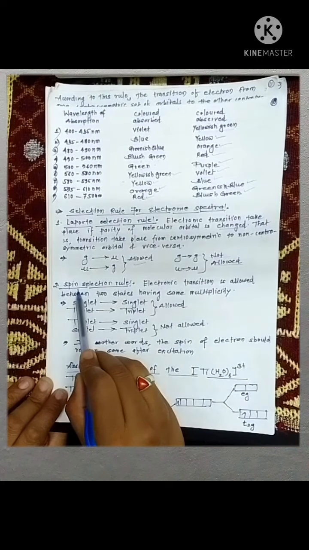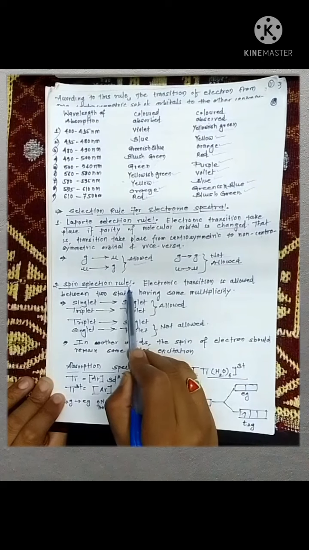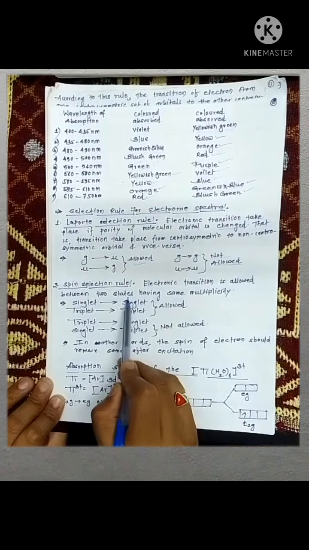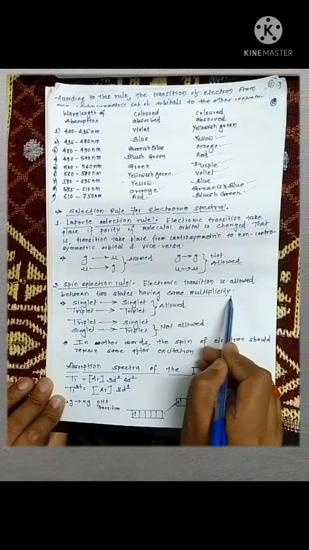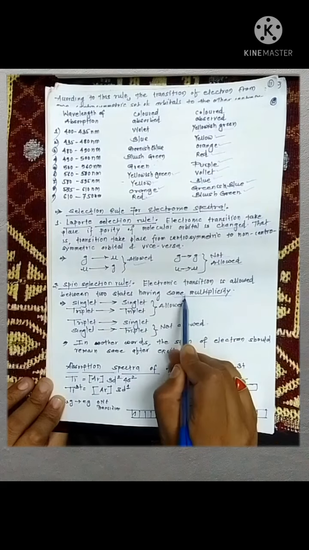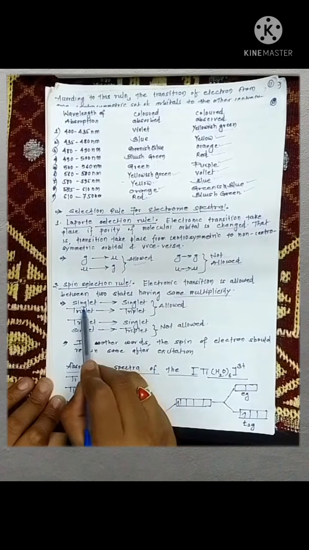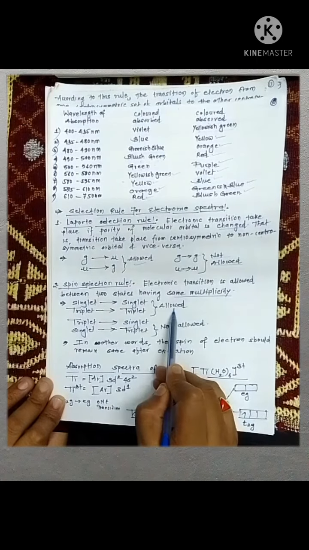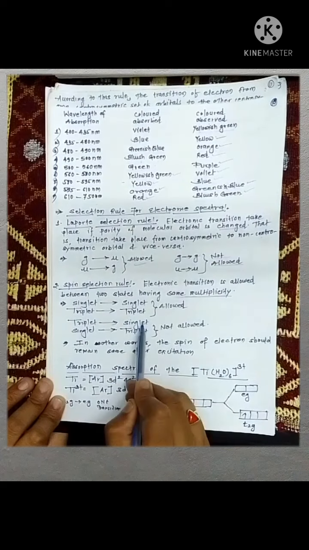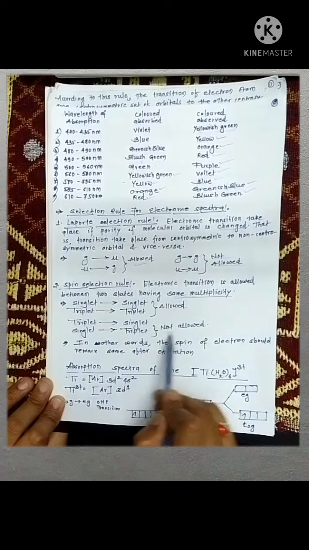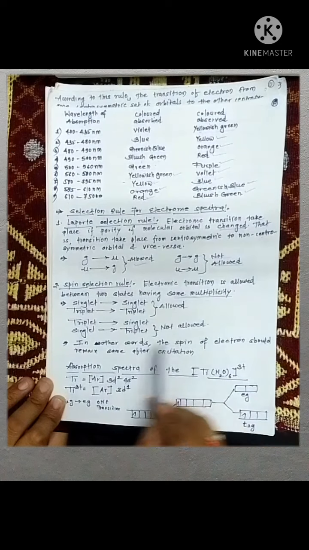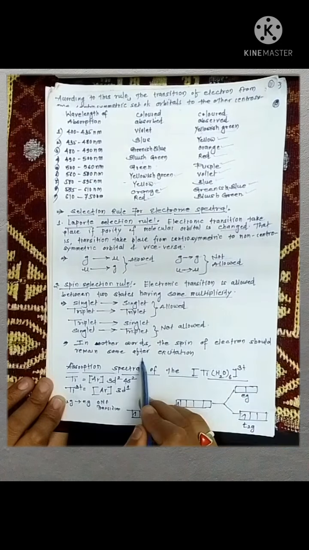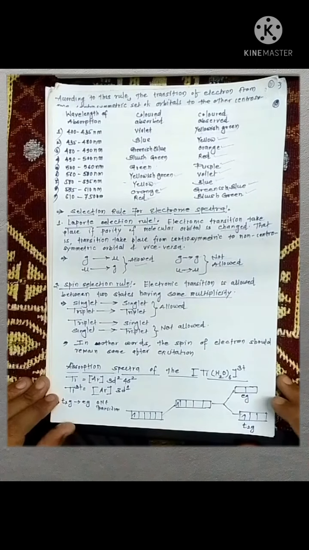The second rule is known as the spin selection rule. According to this rule, electronic transition is allowed between two states having the same multiplicity. It is important: having the same multiplicity. So singlet to singlet or triplet to triplet transitions are allowed, but triplet to singlet or singlet to triplet transitions are not allowed. In other words, the spin of the electron should remain the same after excitation.